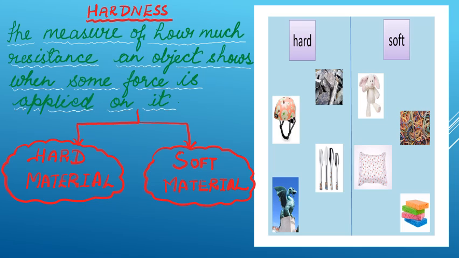So, in this section, we have learned about two properties of materials, that is appearance and hardness. And tomorrow in the next section, we will study other properties of the materials.